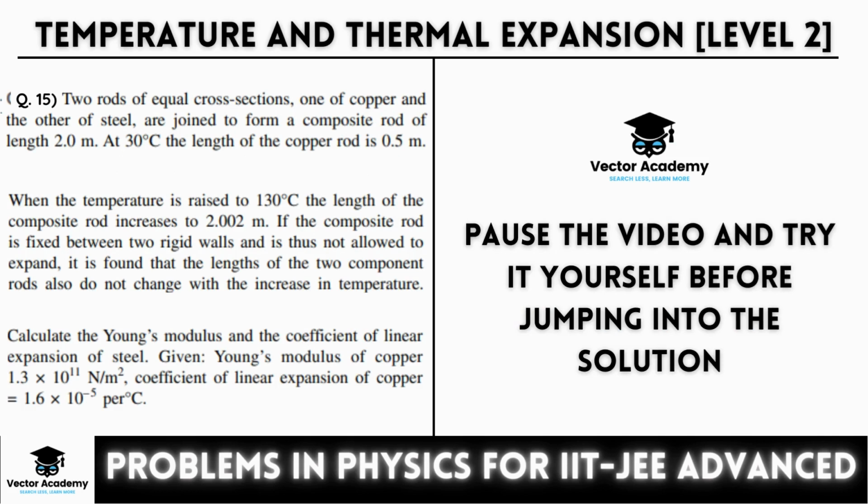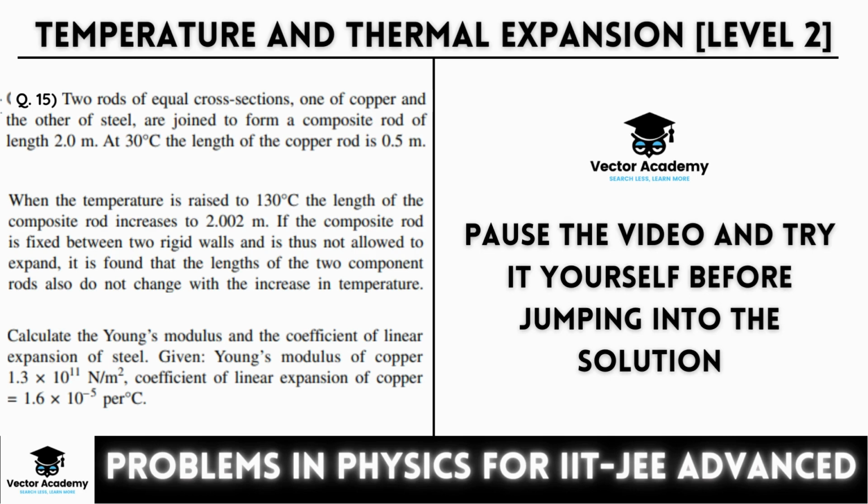Question 15. Two rods of equal cross-sections, one of copper and the other of steel, are joined to form a composite rod of length 2.0 meters. At 30 degrees Celsius the length of the copper rod is 0.5 meters. When the temperature is raised to 130 degrees Celsius the length of the composite rod increases to 2.002 meters.